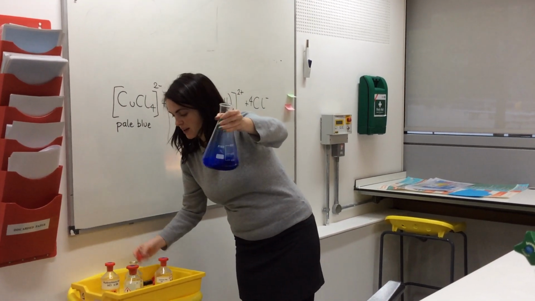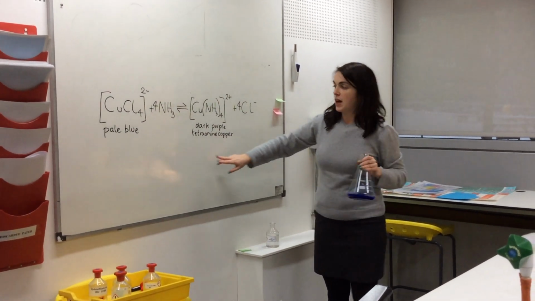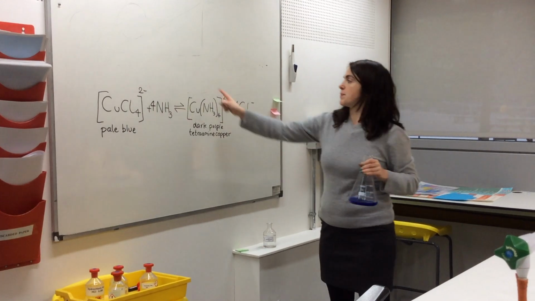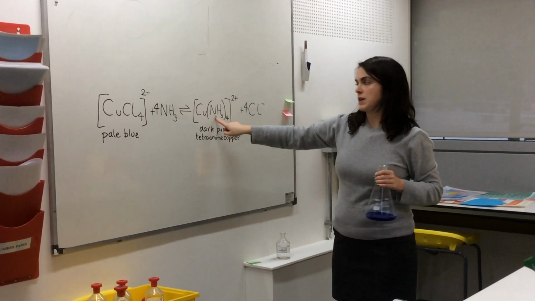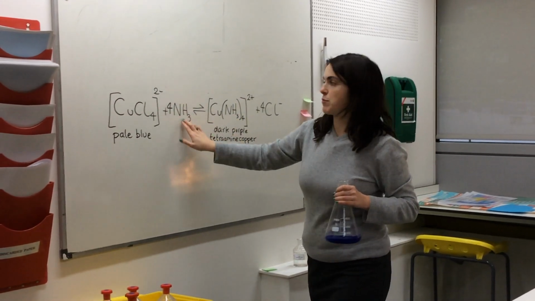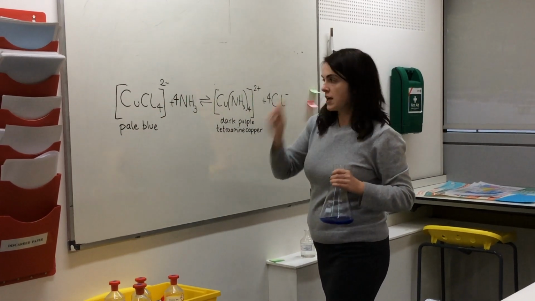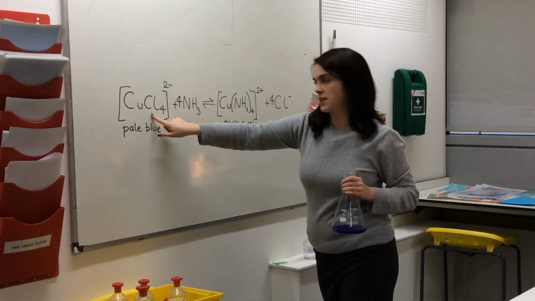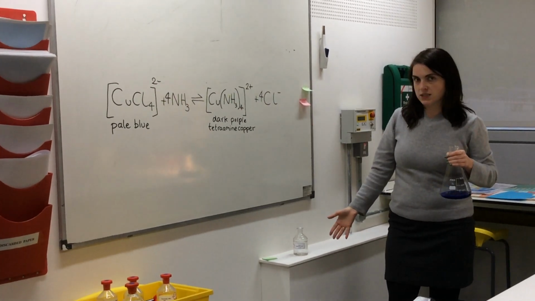That beautiful dark navy colour is the product, one of the products that we have made, which is tetraamine copper. You can see the symbols there for it. You can see where the amine refers to the NH3 group that's in here. That came from our ammonia. The copper came from our copper chlorides. And look, you can see the chloride ions there, they're over here. So our equation is balanced.